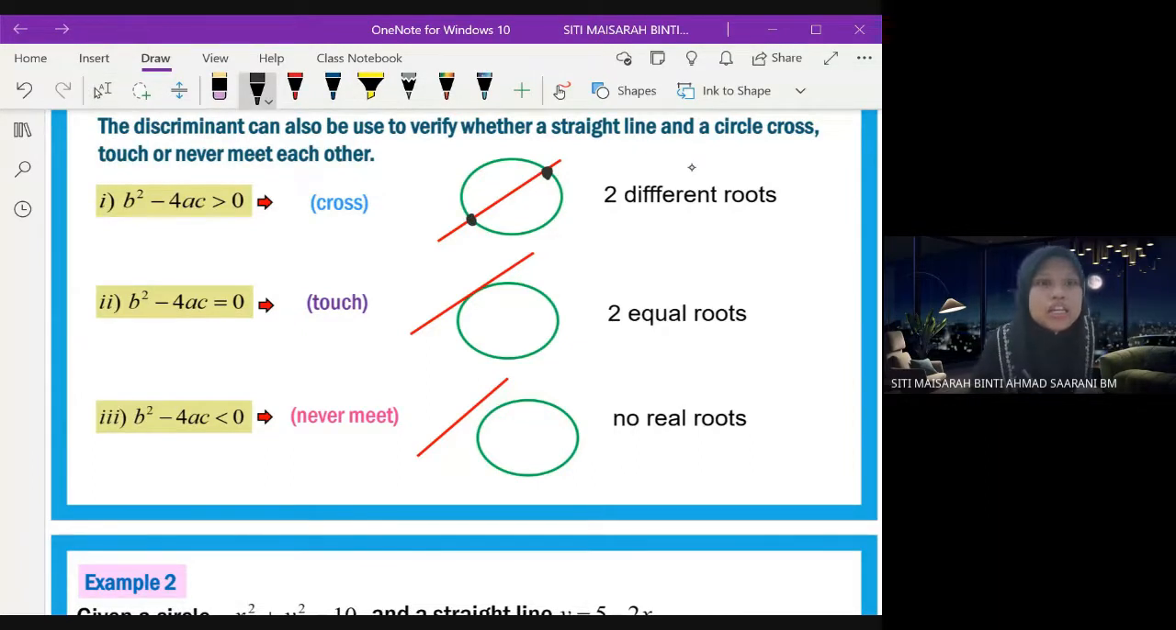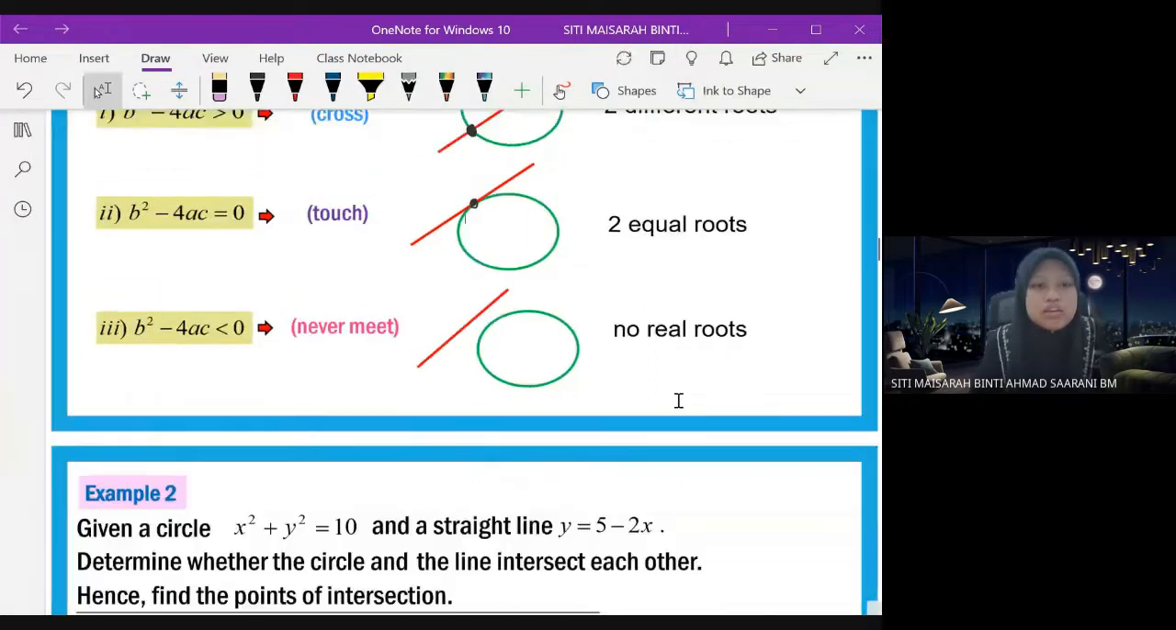Okay. Ini kalau b square minus 4ac is more than 0. If b square minus 4ac is equal to 0, yang ni circle is touch the line. So kat sini kita ada satu point je. Tapi this is actually dua equal root. Maksudnya kalau kita dapat x dia sama, x1 lah. Dia dua point tapi sebenarnya dia satu point. Maksudnya dua point yang sama lah. Jadi dia satu saja. Okay. And then the third one is b square minus 4ac is less than 0. This is never meet lah. So dia circle never meet the line. So no real root. Okay.